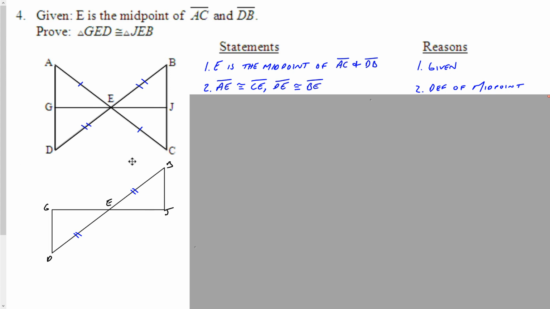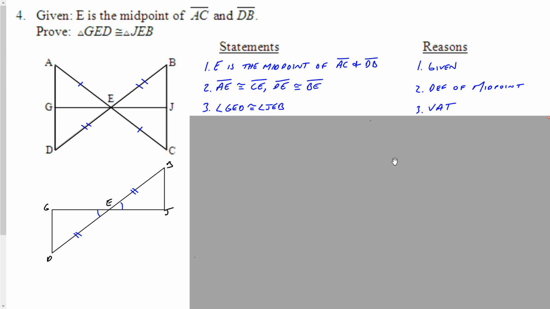From here, if I'm trying to get these two triangles down here underneath my original picture to be congruent, the next thing that I'm going to need to say would be that I have a pair of vertical angles that are congruent. So if I'm naming those vertical angles, I'm going to call that angle GED is congruent to angle JEB. And again, not only should I mark that in the triangles that I have pulled out and redrawn, I should be marking that in the original as well.